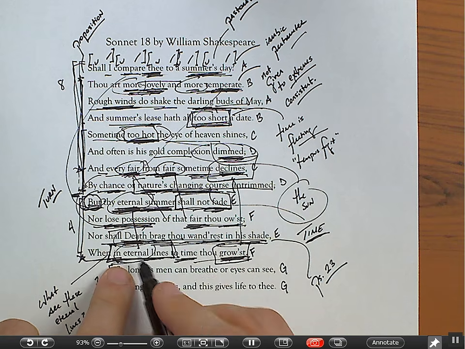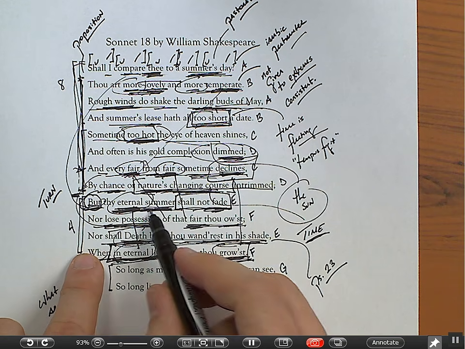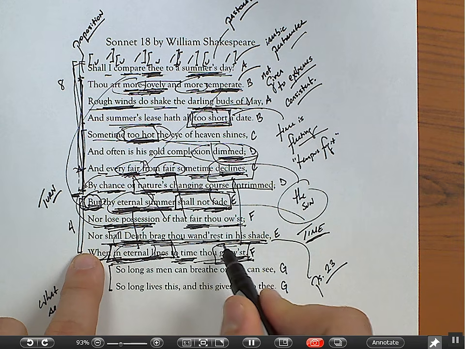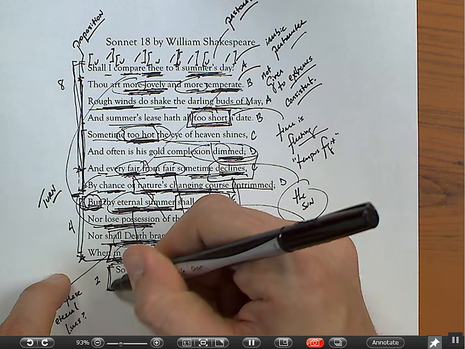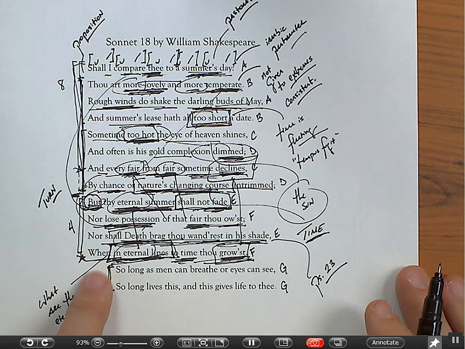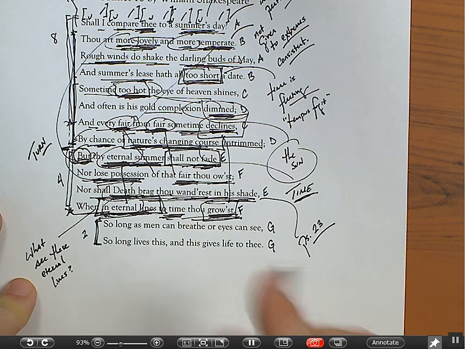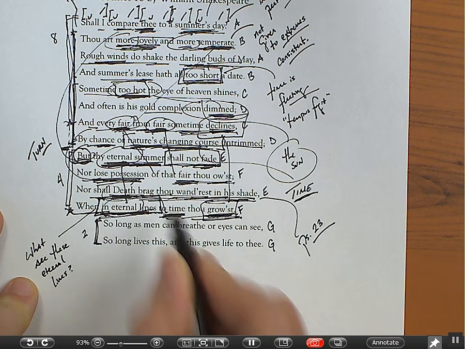When in eternal lines to time thou growest, then thy eternal summer shall not fade, nor lose possession of that fair, nor shall death brag thou wanderest in his shade. So the couplet answers, the final answer, for what is meant here by these eternal lines. As time moves, your beauty will grow in eternal lines.